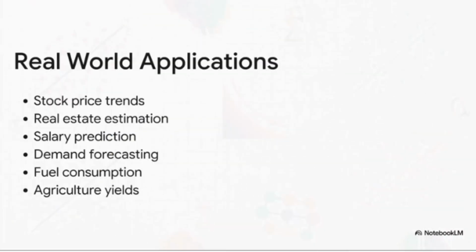And because it's so fast and easy to implement, it's driving massive decisions across industries right now. Real estate platforms use it to estimate the price of a house based on square footage. Businesses use it for demand forecasting to predict next month's sales. It's used in agriculture to predict crop yields based on rainfall, and in engineering to estimate fuel consumption. It is literally everywhere you look for continuous numeric forecasting.